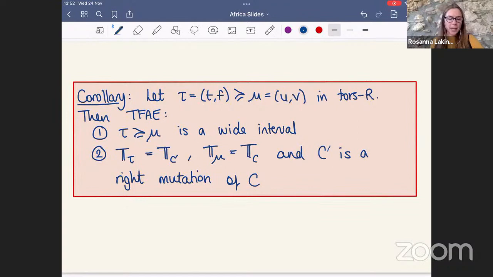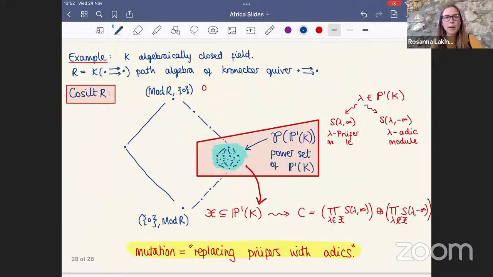And just to finish, let me tell you about this example. Each point in this part of the lattice corresponds to a subset of P1. If we take an interval, so we take two points, then each of these points corresponds to a subset, and they're related by inclusion, because this is the ordering on the power set. This mutation you can show corresponds to the operation of taking some Prüfer modules and replacing them with adic modules. So we observe this structural part of the lattice, this wide interval, and we can relate it to this operation of mutation, where you're just taking some summands and replacing them with other summands.